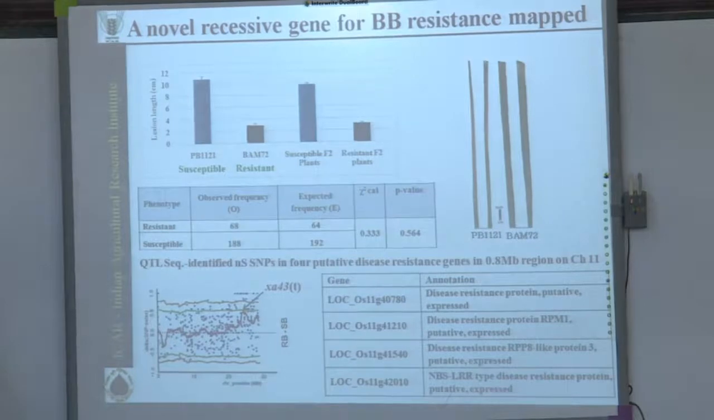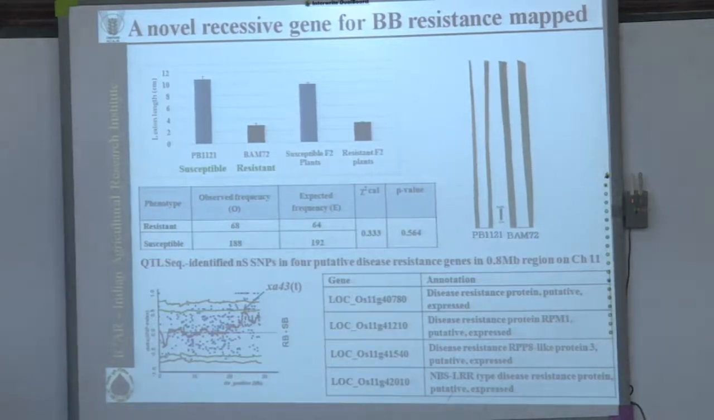We have also initiated mapping new genes for resistance to bacterial leaf blight. In this, we identified a donor called BAM72, which has resistance to bacterial leaf blight. Genetic analysis showed that it's a recessive gene segregating in a 1:3 ratio. Then the QTL-seq approach was used, and those methods will be described to you in detail, how QTL-seq is used for identifying genes like we do bulk segregation analysis. We can constitute two pools of contrasting phenotypes, and these pools are sequenced. Through QTL-seq analysis, we identified a few candidate genes, which are being further validated.